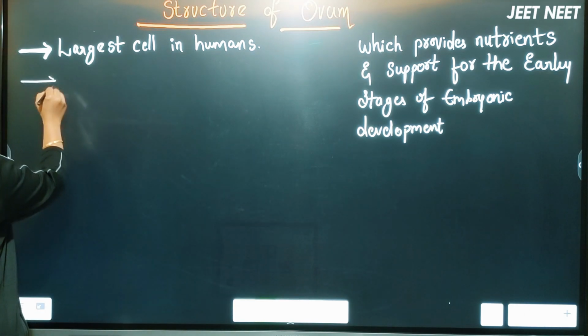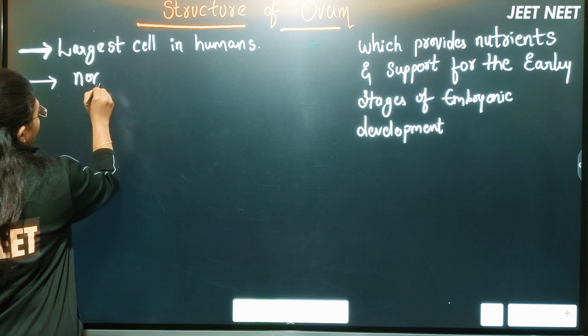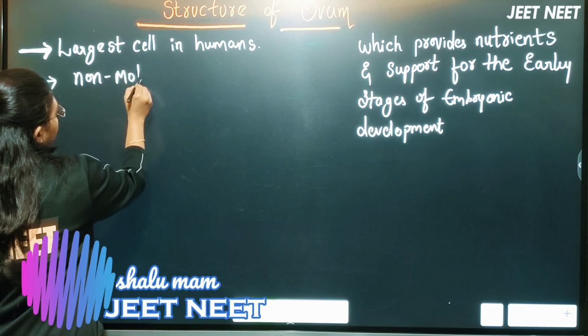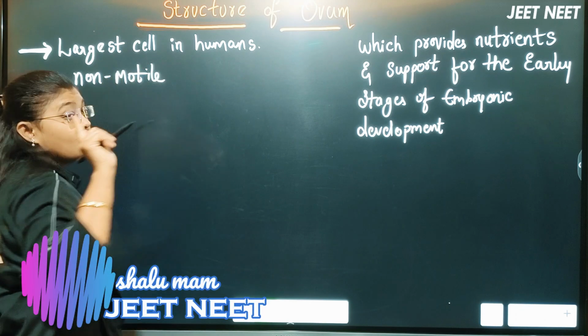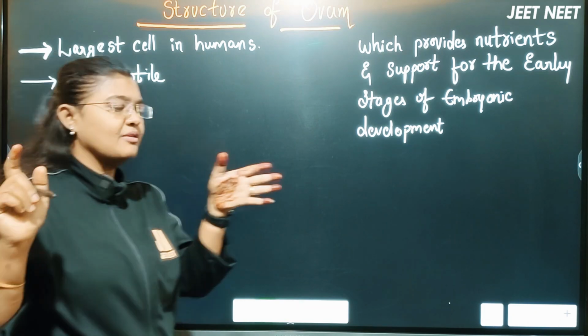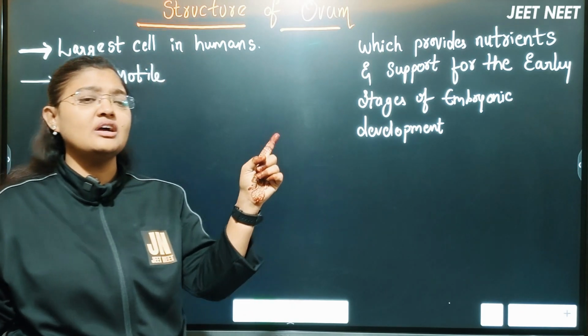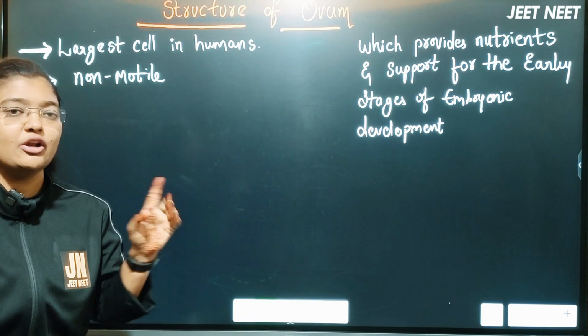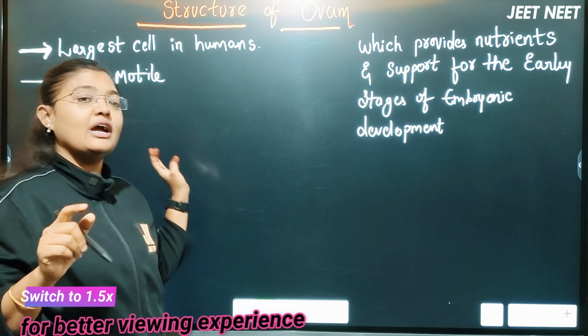This ovum is non-motile, whereas the sperm was motile, right students? The sperm was motile, which can have movement because of the flagella present in the tail of the sperm, but the ovum is non-motile.